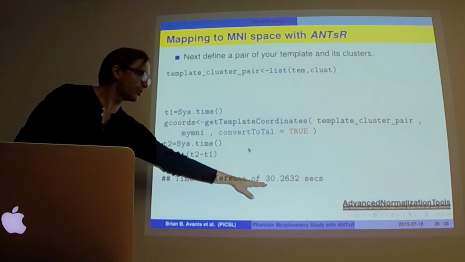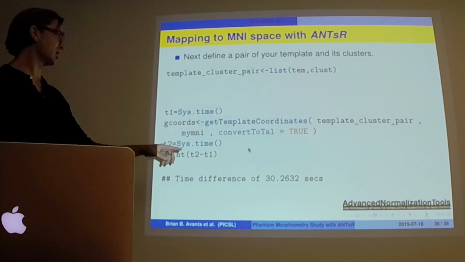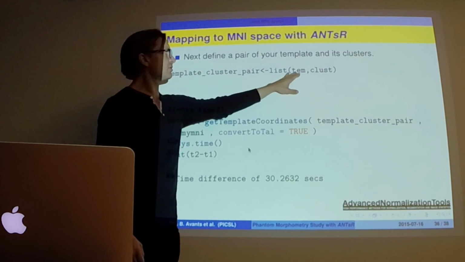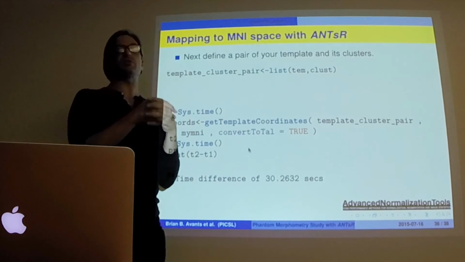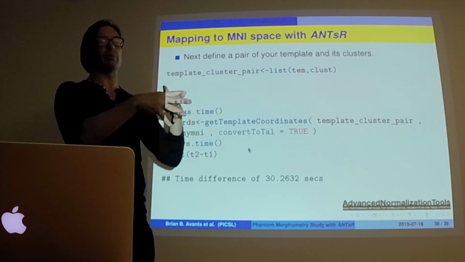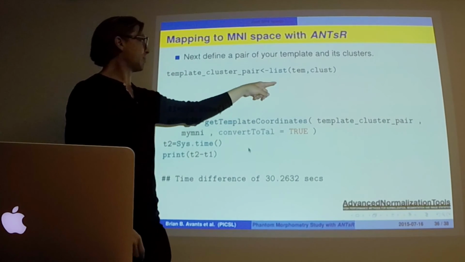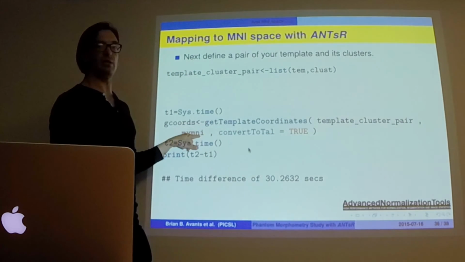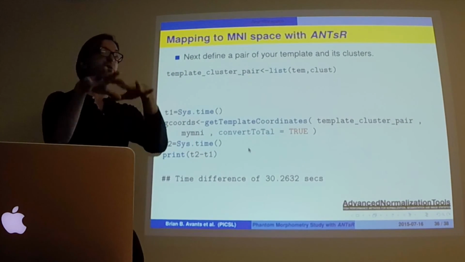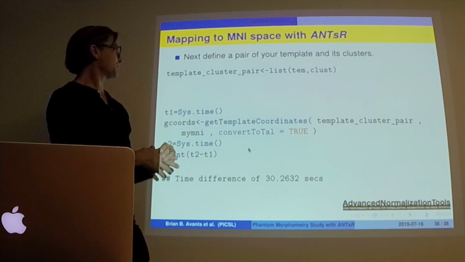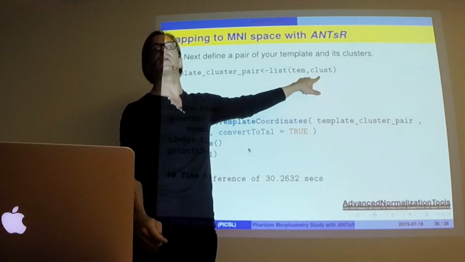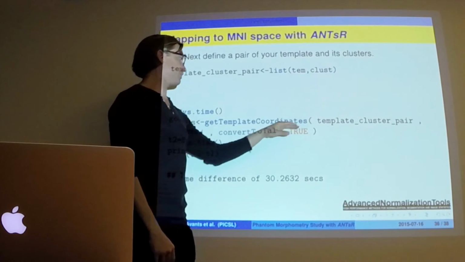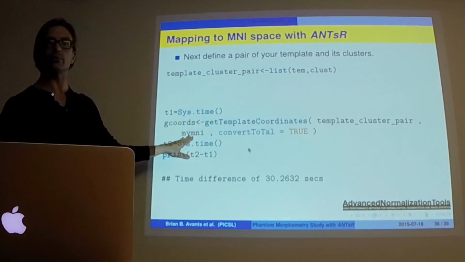It takes about 30 seconds to do a registration between this, which you would think of as your population-specific template. I have some Alzheimer's subjects, I built a template for them, and I did all my studies there. So then I want to map this into the MNI space and find out the MNI coordinates or the Talairach coordinates. So it's the template plus the cluster set in that template space. I put them in here, along with the MNI labels.